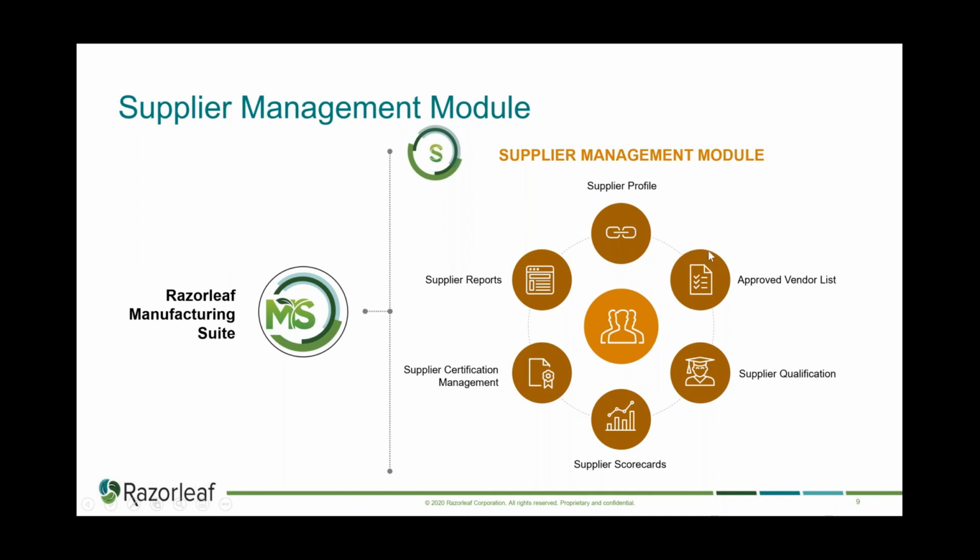We'll have what's commonly referred to in industry as ASL or AVL, so approved supplier list or approved vendor list. We'll see where that comes into play. This is closely related to the Supplier Scorecard, as well as achieving a status for supplier qualification.